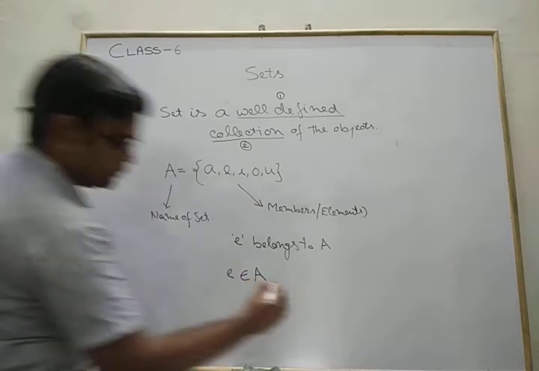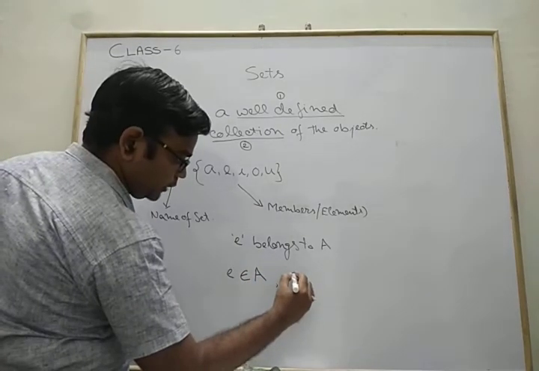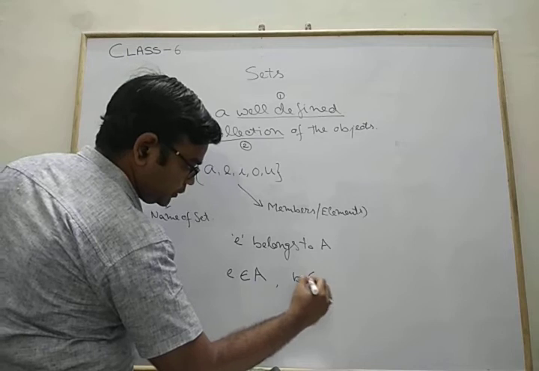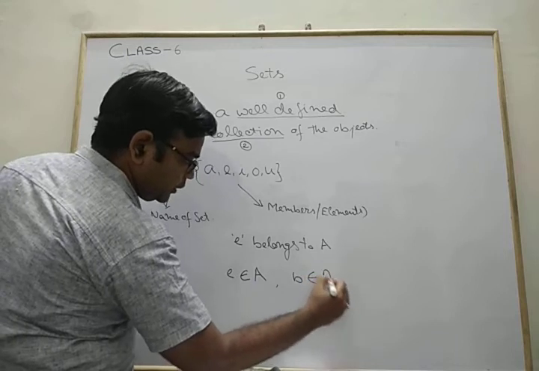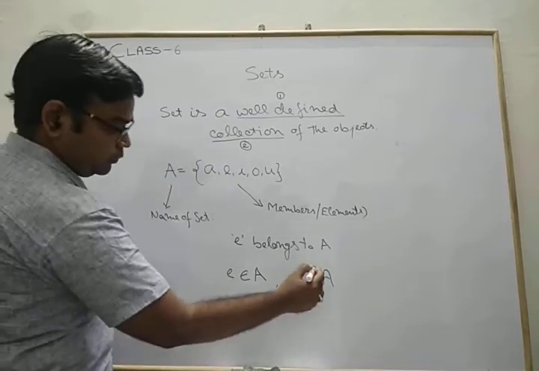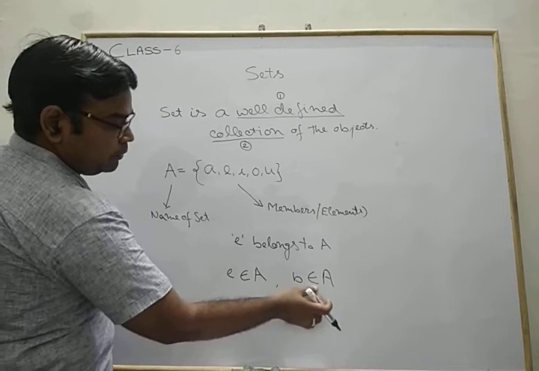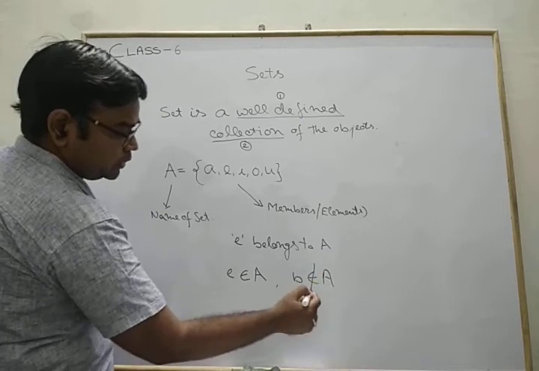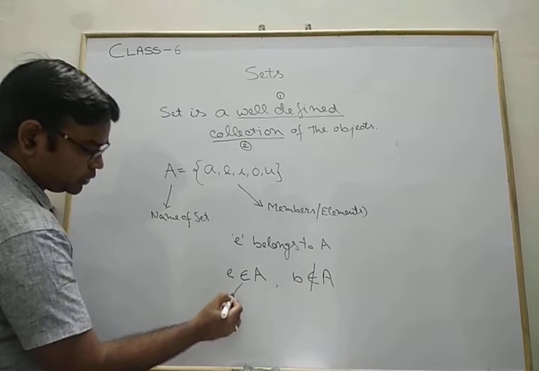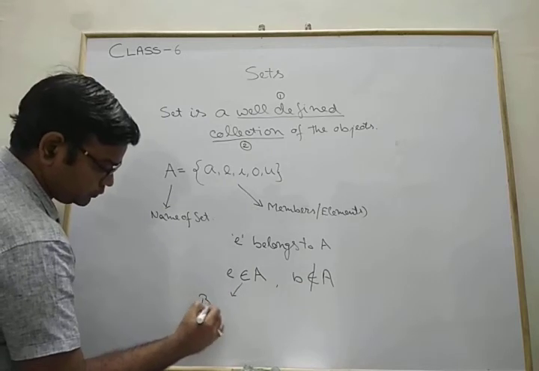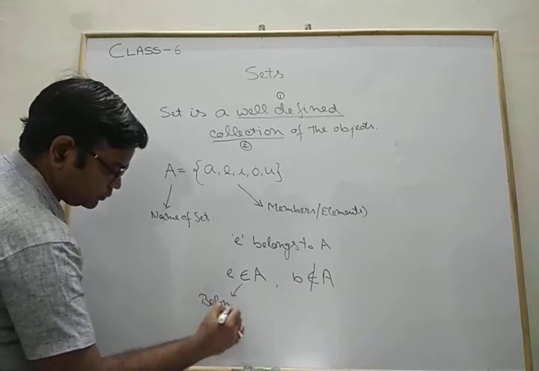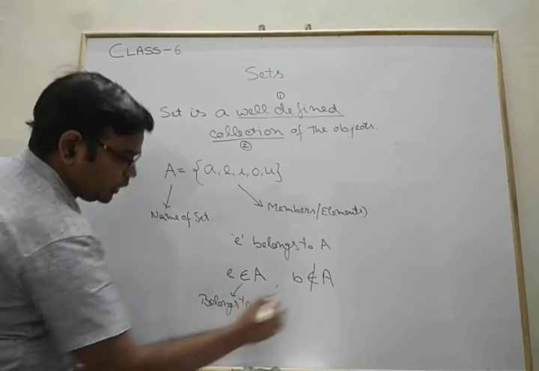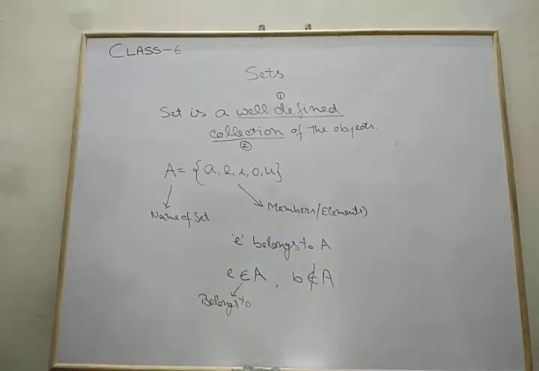Similarly, we can write not belongs to. How do we write b belongs to A? No, b does not belong to A. So we first give the symbol of belongs to and then cross it. This is the symbol of belongs to, and this one means does not belong to.